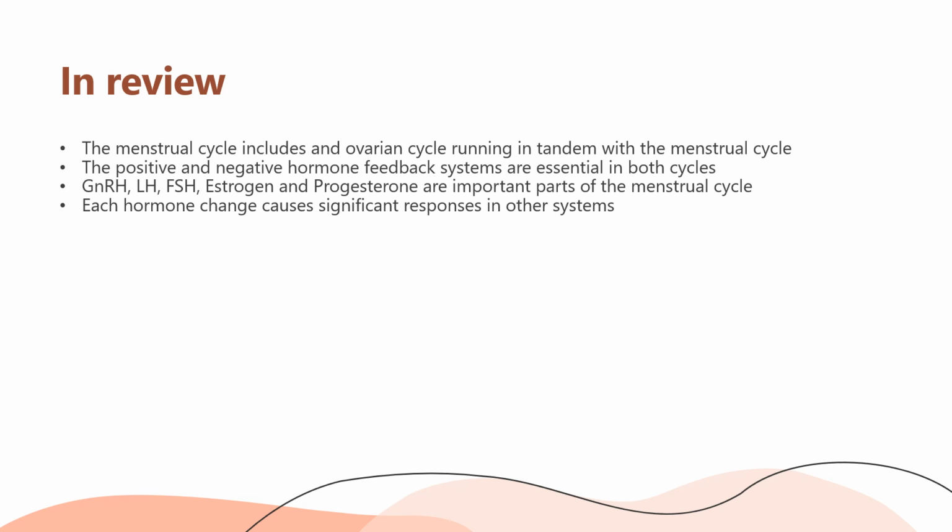Hopefully from this lecture today, you will remember that the menstrual cycle includes the ovarian cycle running in tandem with the endometrial or uterine cycle. The positive and negative hormone feedback systems are essential in both cycles. GnRH, LH, FSH, estrogen, and progesterone are all very important parts of the menstrual cycle, and each hormone change causes significant response in other systems.